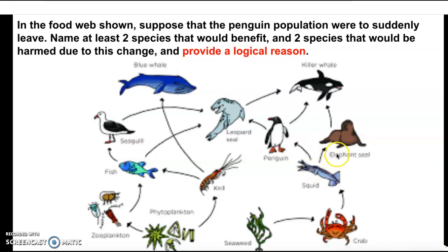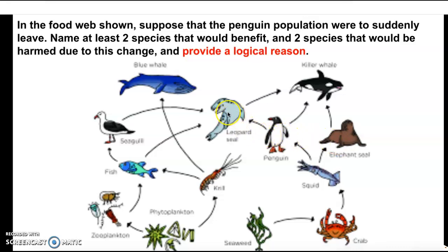And then I'll focus now on the elephant seal, which is right beside the penguin. Now look, the elephant seal also eats squid. So the penguin was like its competition. With less competition, the elephant seal might benefit. So its population might increase. That's what I mean by giving a reason. This reason was there's less competition.